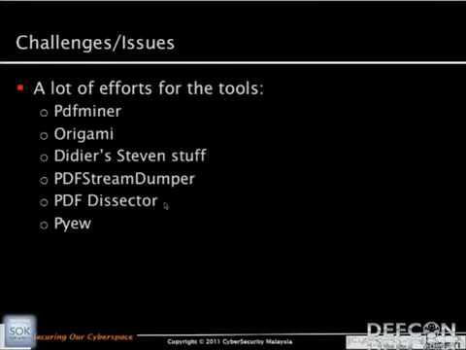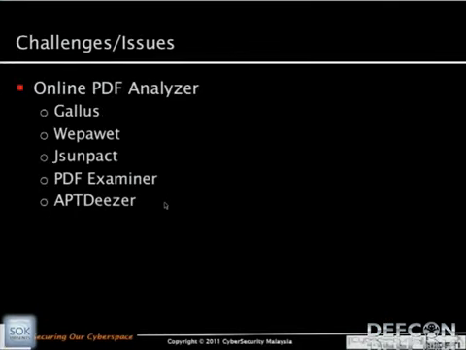And even though there are challenges and issues, I think a lot of effort has been done to translate this into tools. Like you have PDFMiner and Origami that can be used as libraries on Python and Ruby, and of course you have the famous DD7 stuff, and then PDF Stream Dumper, PDF Dissector, which is commercial, I think, and PowerView. And there are also a couple of online PDF analyzers as well.